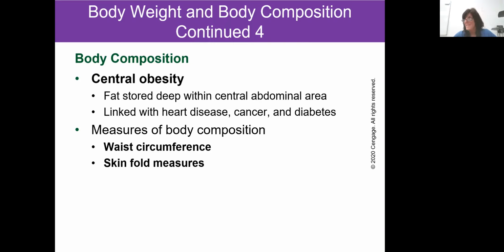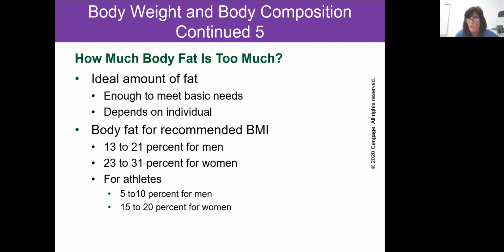And we can look at things like your waist circumference, how big your waist is, and skin fold measures if you do have skin folds. If you have skin folds, you're probably carrying a little extra weight anyway. How much fat is too much? They're saying 13 to 21% body fat for men, 23 to 31% for women. There's still a lot of latitude in that, because everybody is different, athletic versus non-athletic. Those are just a ballpark guideline.